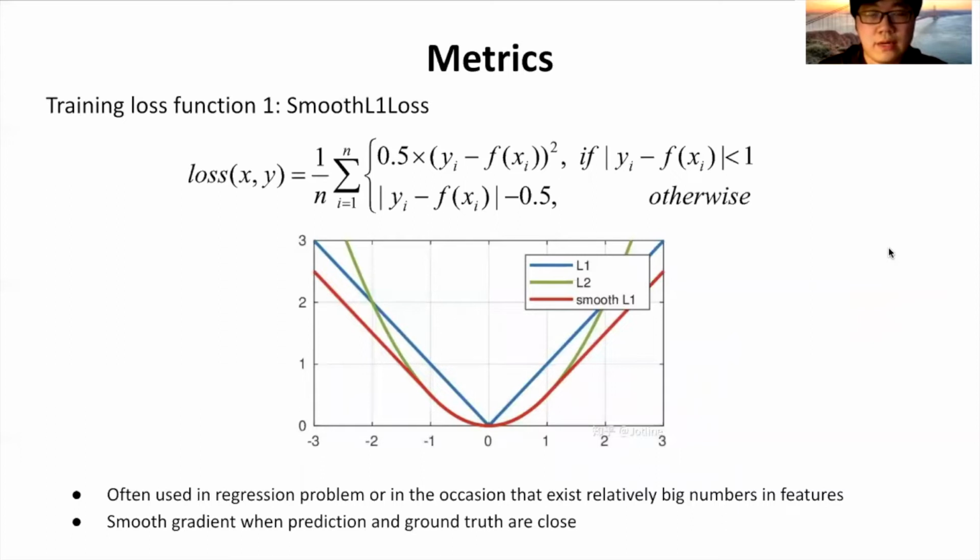Actually, we use several metrics and finally chose smooth L1 loss as one of our training loss functions. As we can see in this picture, when the difference between the predictions and the ground truth is relatively small, it becomes L2 loss, and when the difference is relatively larger, it becomes L1 loss. So it is often used in regression problems or in equations with relatively big numbers in the features. The next slide.